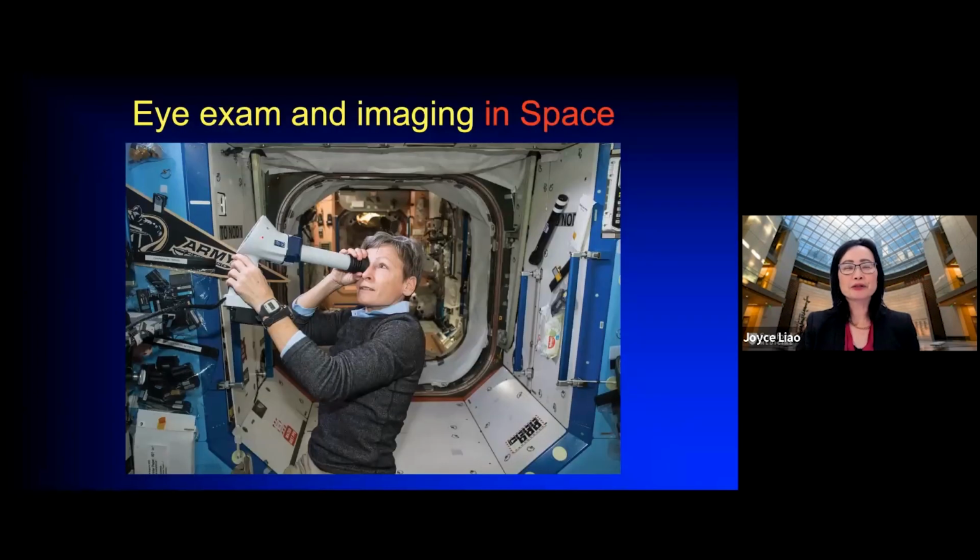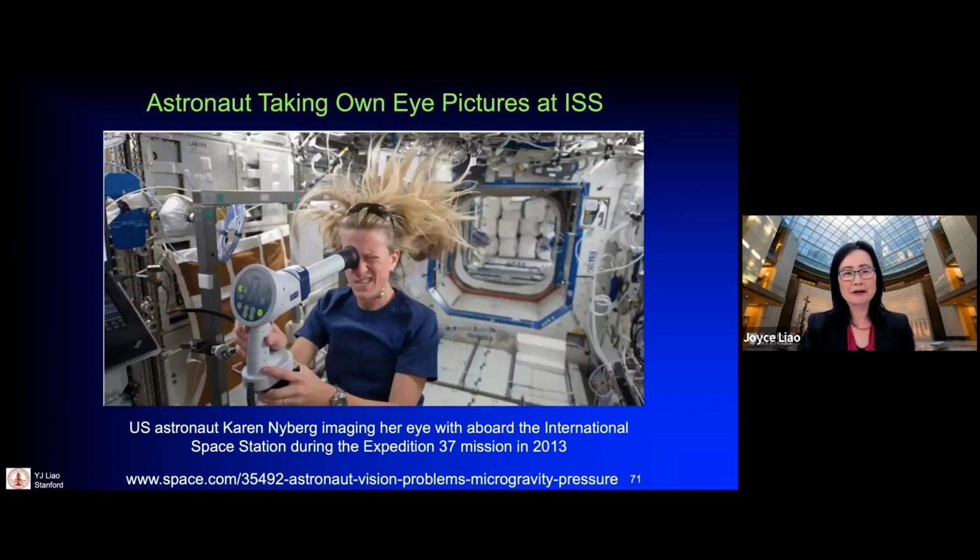I just want to show you some pictures of how eye imaging can be done in space. This is such an important problem that a lot of instruments have been developed to capture information and for the astronauts to assess themselves in space. So here's an example of a female astronaut taking a color fundus image of the back of the eye in space. Here's another example, in order to monitor their eye health.